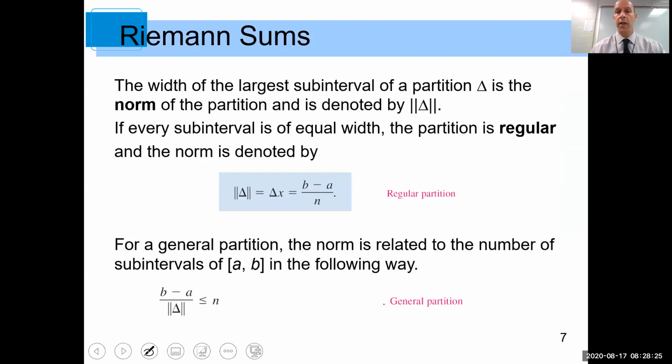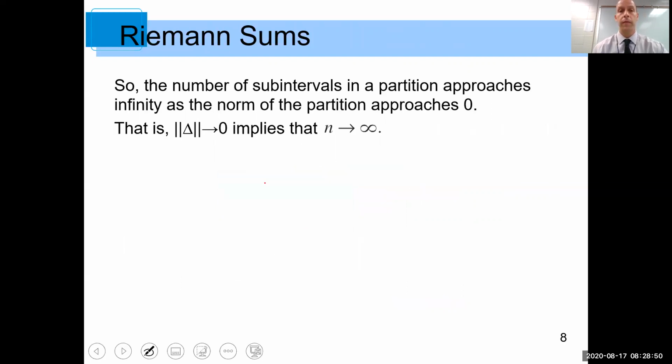The width of the largest subinterval, delta, is the norm. So this is called the norm of our regular partition. That's how we'll write that. This is equivalent to delta x, and the formula that we're going to use for that is b minus a over n. This formula is pretty handy to know. So delta x is equal to (b minus a) over n, where b is the ending x value and a is the starting x value.